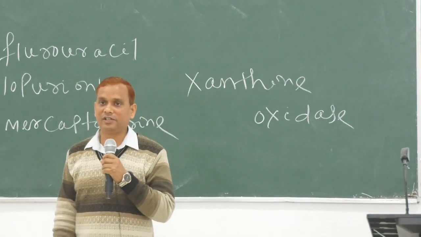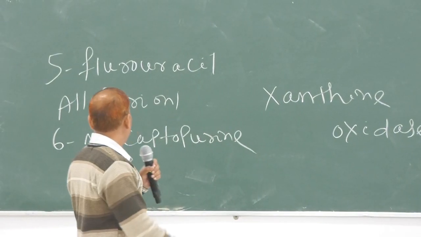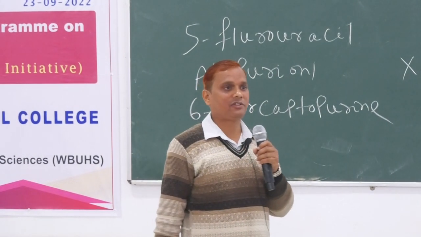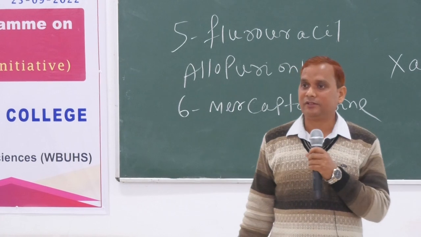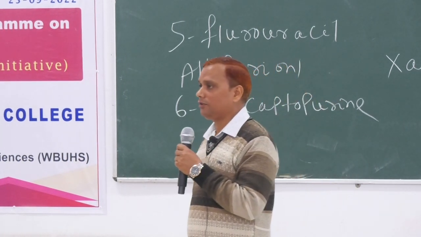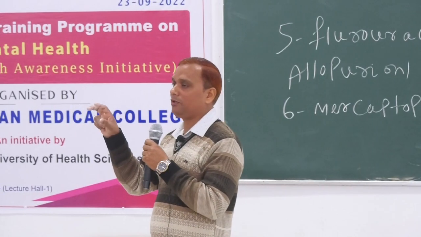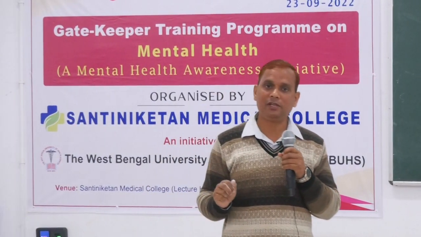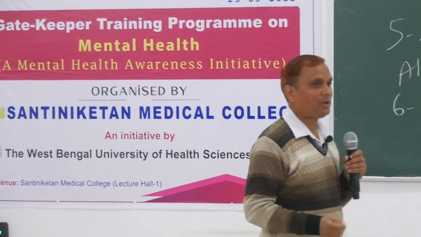Xanthine oxidase. What will happen? This allopurinol will inhibit the xanthine oxidase enzyme. So synthesis of uric acid will be stopped. Synthesis of uric acid will be stopped. Okay.